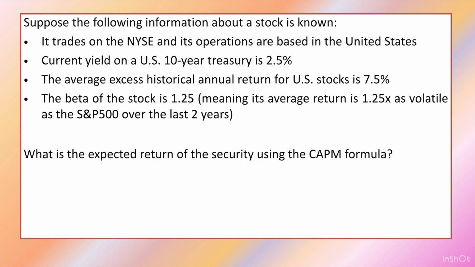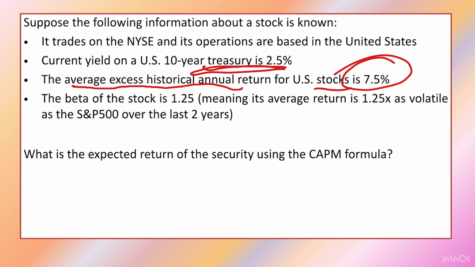So let's move further, and I've taken an example. Over here we can see that the risk-free return, that is when you are investing in treasury, is 2.5%. And then you have your risk premium, where we can see that the average excess historical annual return for US stock is 7.5%, and beta is given to you, that is 1.25. So for computing the expected return in CAPM, what is the formula? Risk-free return plus beta into the return from market minus the risk-free return.